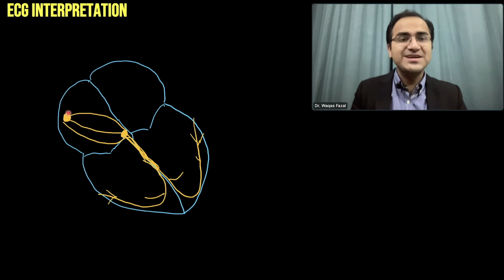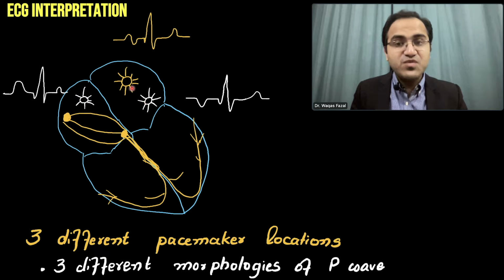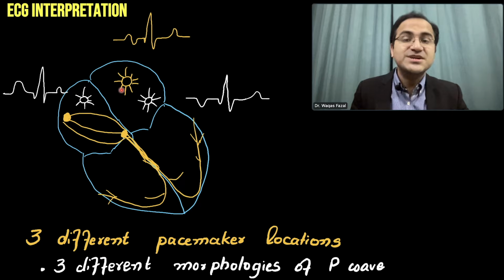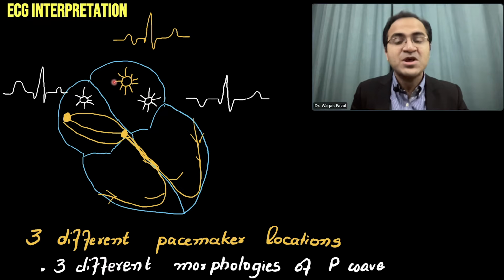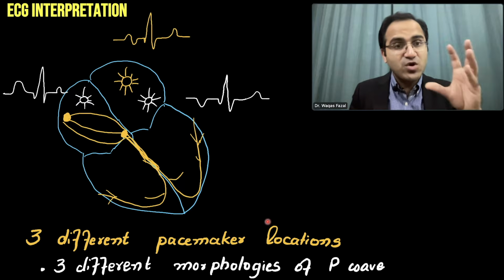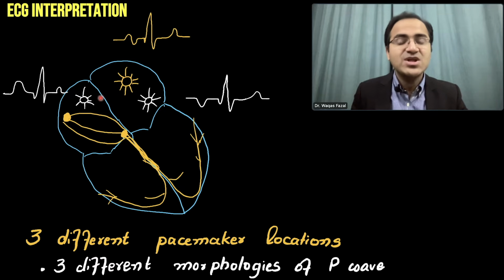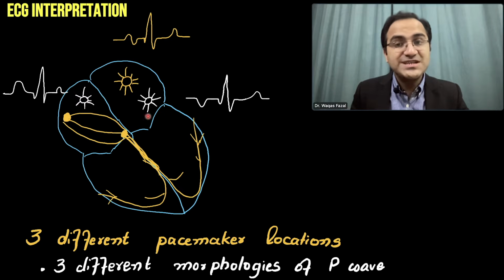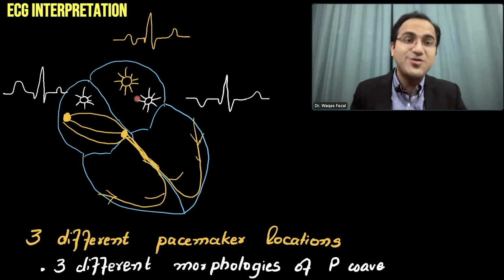Now what happens in wandering atrial pacemaker, as its name implies, is that there are almost three different foci where electrical impulses are generated that are causing depolarization of the atria. Three different pacemakers, three different ectopic foci are present within the atria, and they are producing electrical currents, and those electrical currents are actually causing depolarization of the atria. And what you will see on ECG will be three different morphologies of the P waves. Every different focus will be producing a different morphology of P wave.